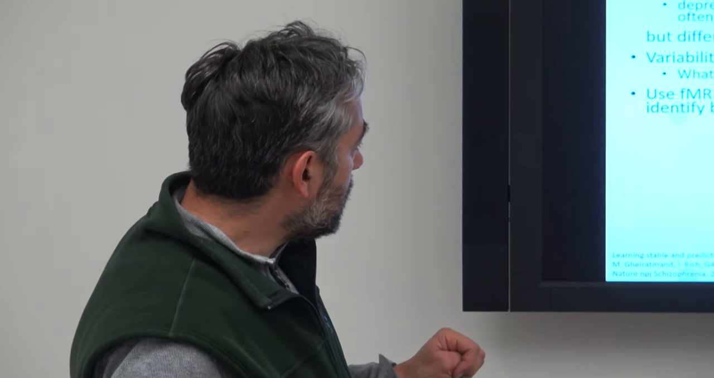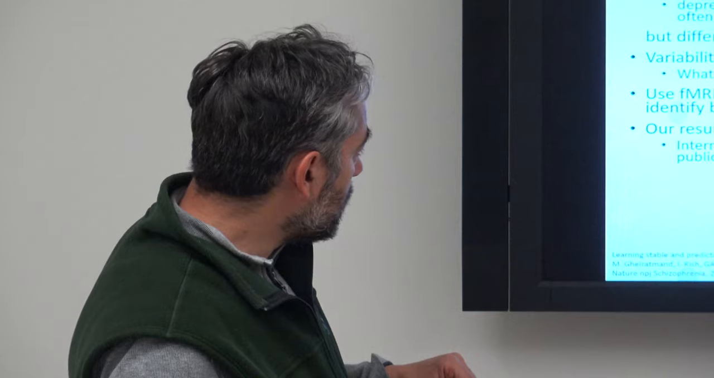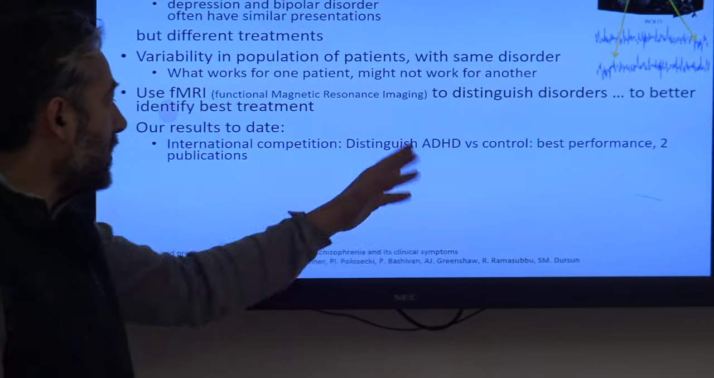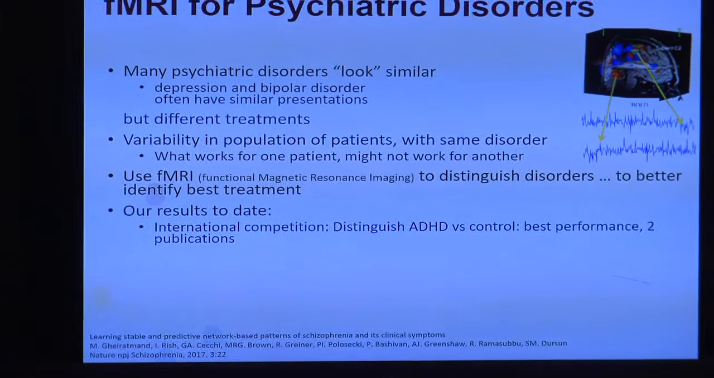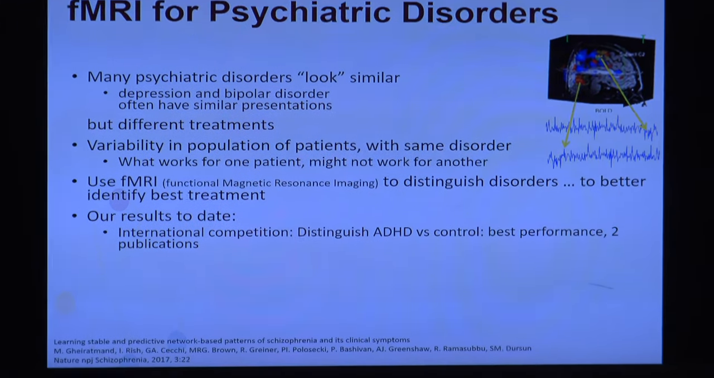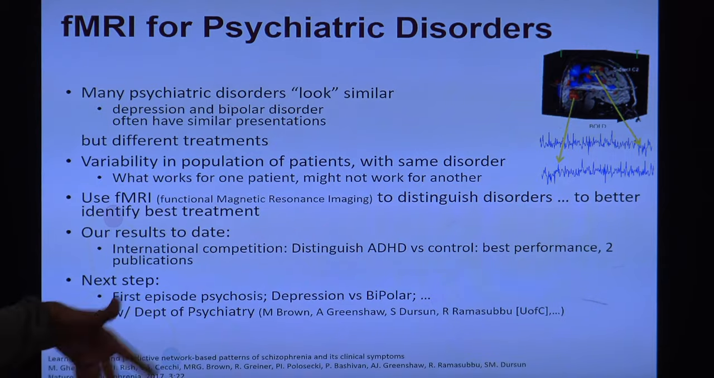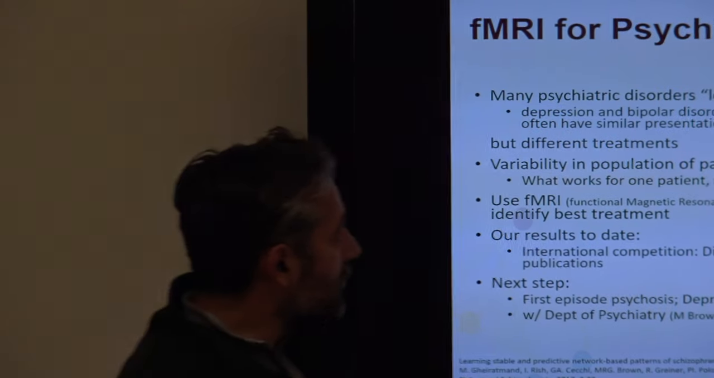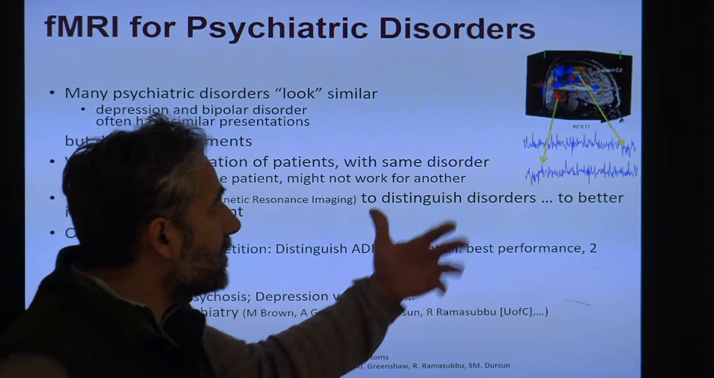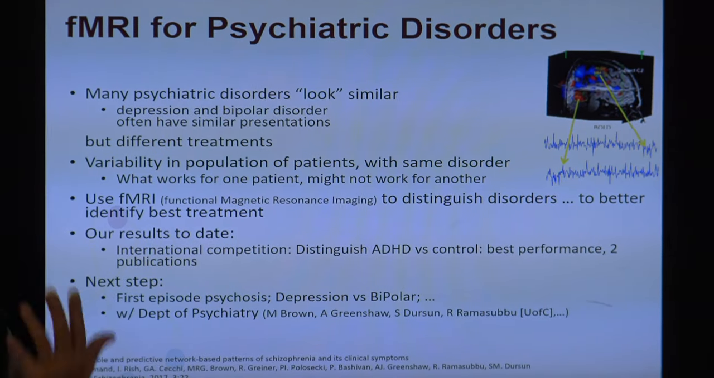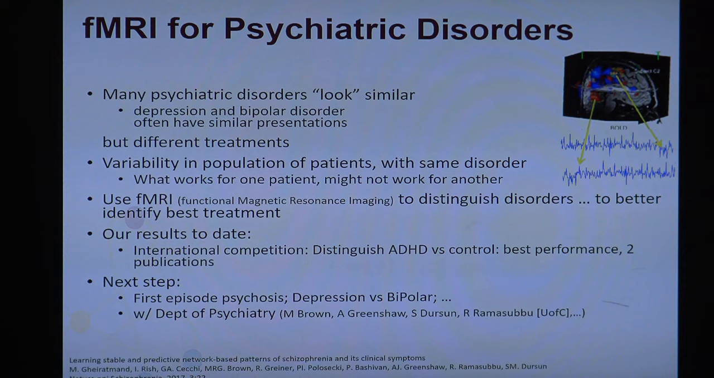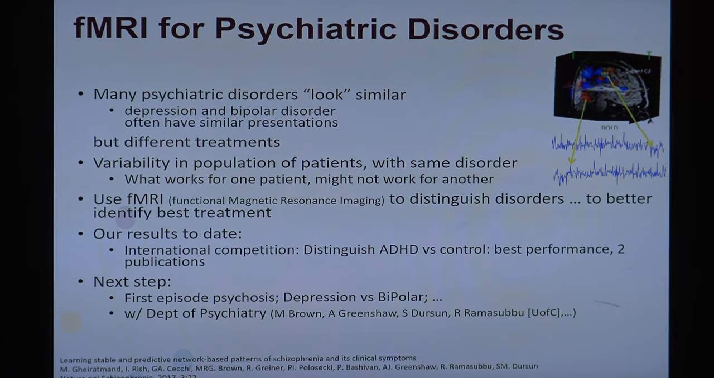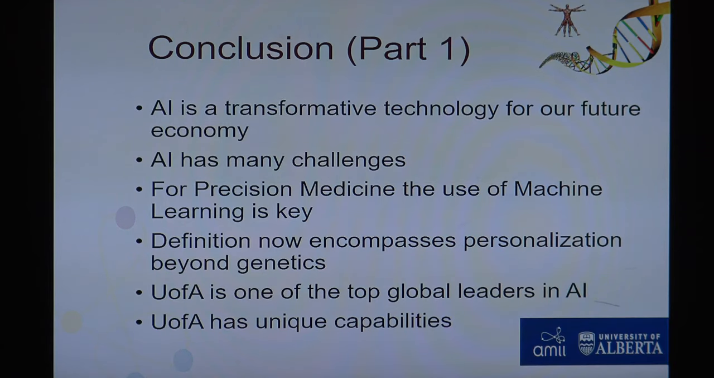I won't go into the details, but then you understand the purpose. So we already have results to distinguish between normal cases and ADHD, and it works very well. Now we are working on really distinguishing between depression and bipolar disease, and here the point is that we're not using all the other data that I told you about, and certainly not SNPs or gene expressions, just medical images.